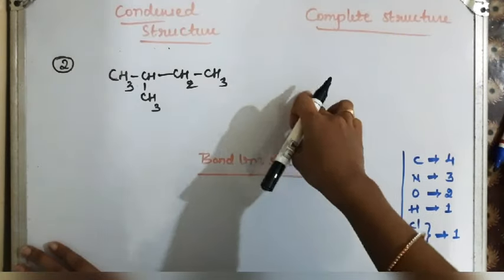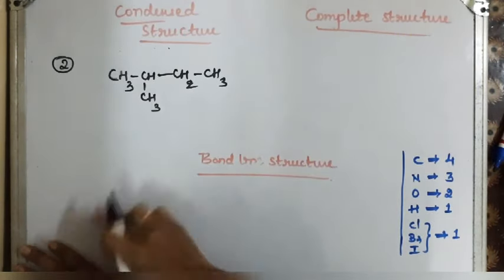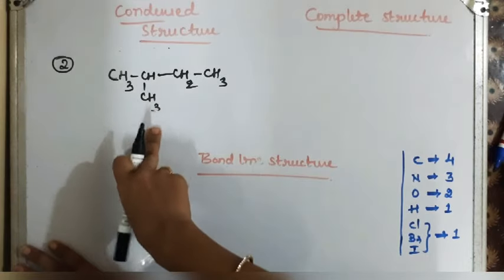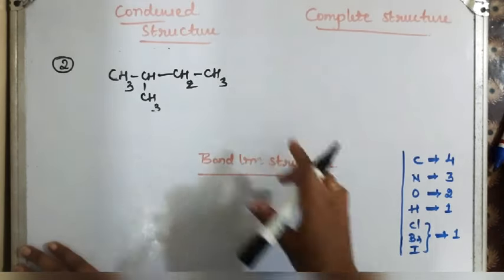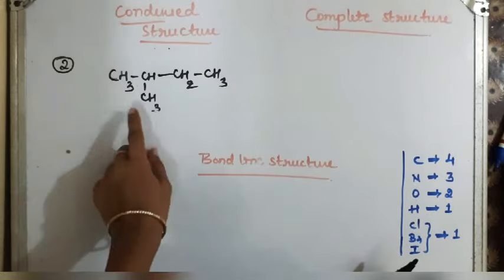This is the second example. See here, this is one compound which is given. This is 2-methyl butane. How to name it, you will learn in the next class. So this is the compound given.